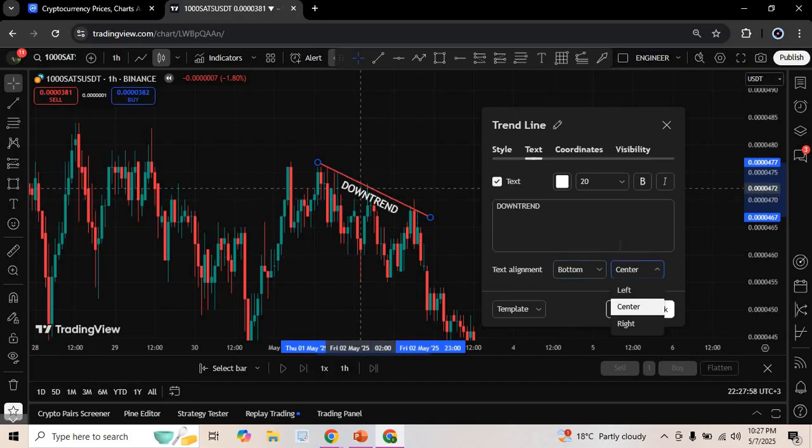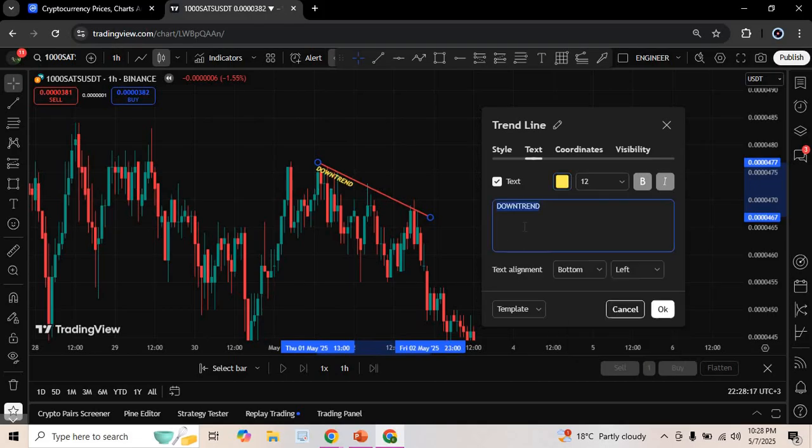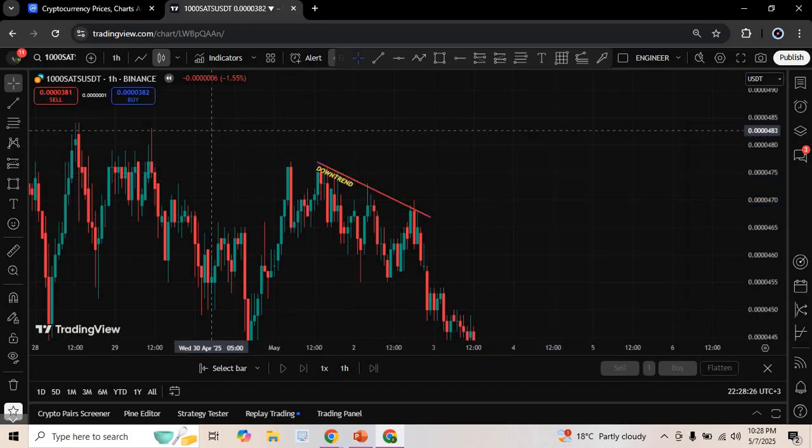If I don't want this on the center, I want it to move to the right, it will move to the right. If I want that to move to the left, the same. If this size is not appealing, I can reduce it. If I want it in bold or italics, I can do that. If I want to change the color, let's choose yellow, you can choose all that right there. The coordinates and visibility are not very important, but essentially, that's the work of a trend line.